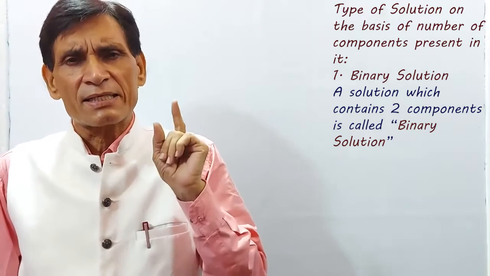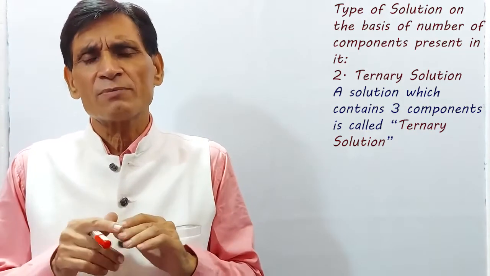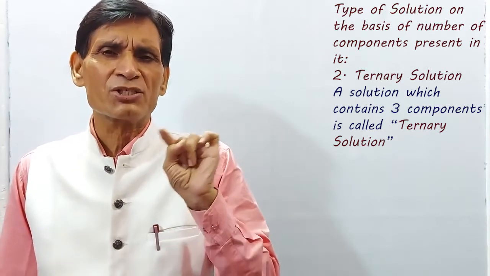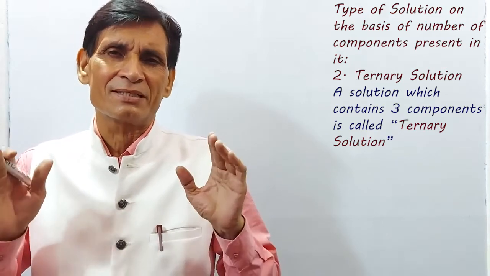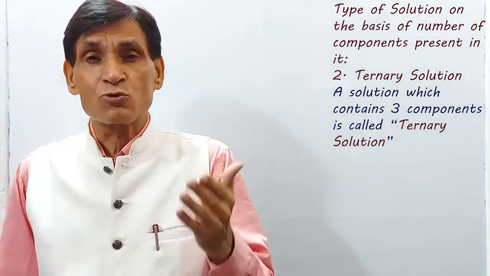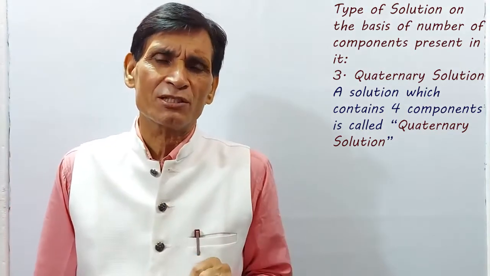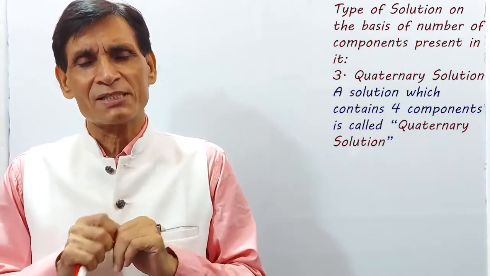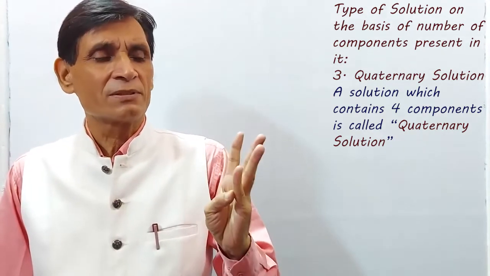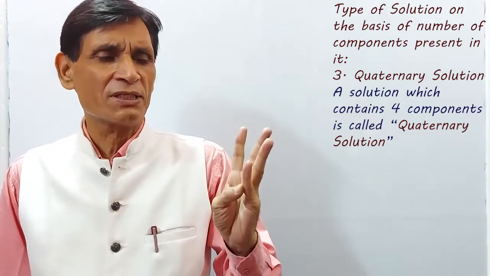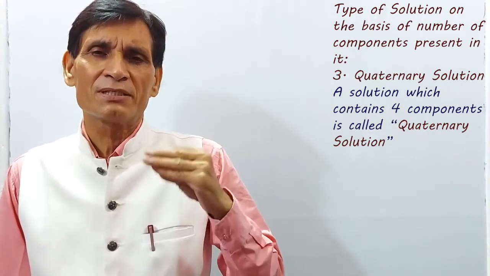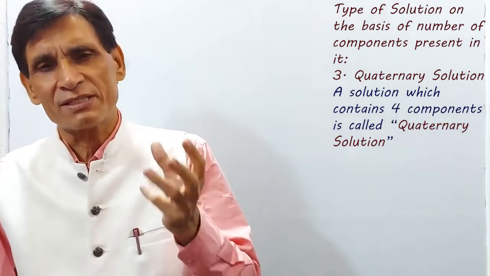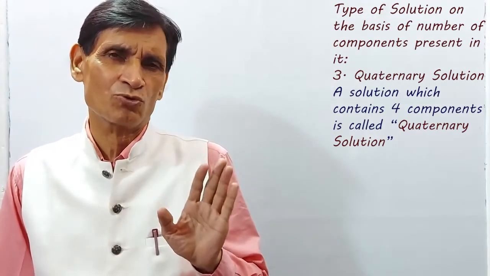Second one, ternary solution. A ternary solution is a solution which contains three components. For example, sugar, salt and water is a ternary solution. Quaternary solution: if there are four components in the homogeneous mixture, then it is called a quaternary solution. For example, salt, meaning sodium chloride, sugar, copper sulfate and water. This homogeneous mixture has four components, so it is a quaternary solution.